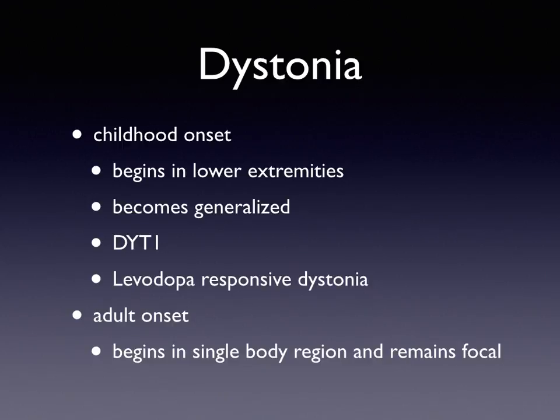The second type of dystonia is levodopa responsive dystonia. This is the exact opposite. This is very treatable with levodopa. In fact, it's basically a cure in these type of patients. And so any child who presents with symptoms of dystonia should be given a trial of levodopa to see if they have this form of dystonia. In adults, it's more often focal, such as torticollis, for example.